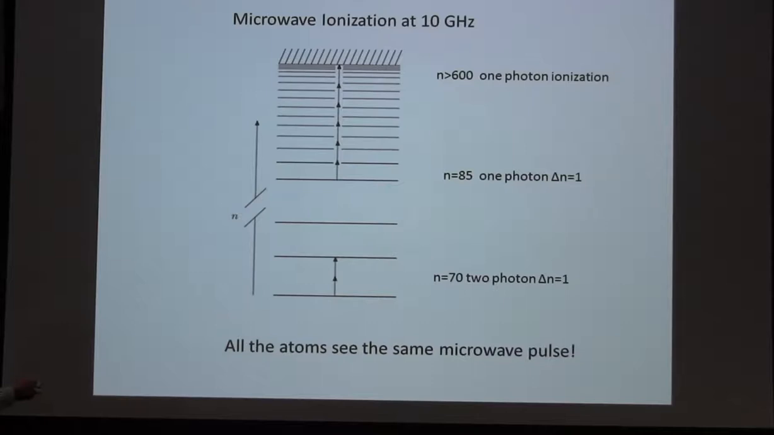So there are several attractions in using microwaves. One is the conceptual attraction, which is that unlike a focused laser experiment, it's easily possible for all the atoms to see the same microwave pulse. So you do not have this horrendous average over the focal volume of the experiment. The focal volume in a laser experiment is typically small compared to the atomic sample. In these experiments, it's the other way around.